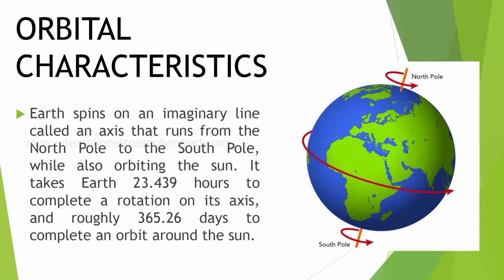It takes Earth 23.439 hours to complete a rotation on its own axis and roughly 365.26 days to complete an orbit around the Sun. That is 365 and 1 by 4 days. That's why every 4 years we have a leap year, because this 1 by 4 counts up to 1. And so we add one more day into our calendar.